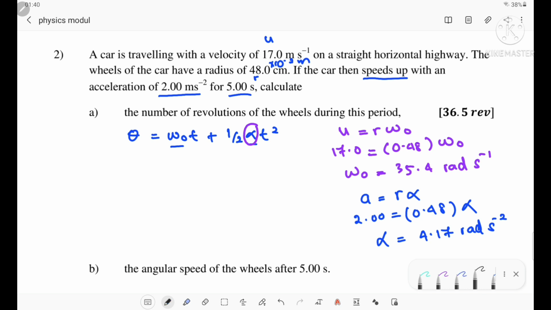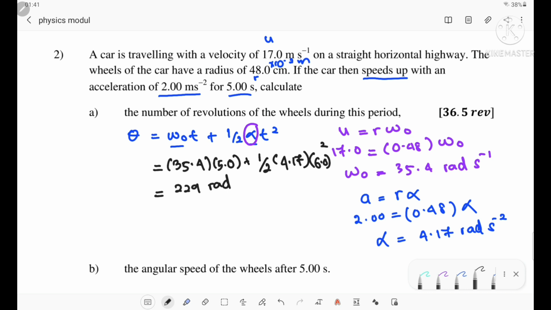And you can substitute the values of omega naught and alpha into this equation to calculate the number of revolutions. Substituting omega naught, we get 35.4 times t, t is 5 seconds, and then plus half alpha, alpha is 4.17, and times t, which is 5 seconds. Don't forget to square t, and then press the calculator. You will get theta is equal to 229 radians.